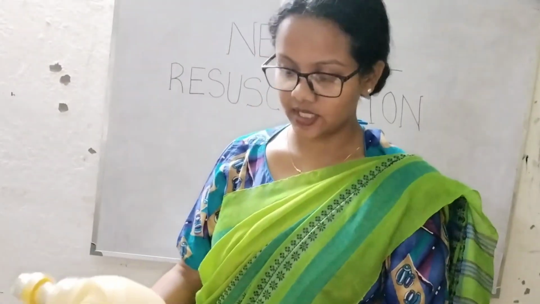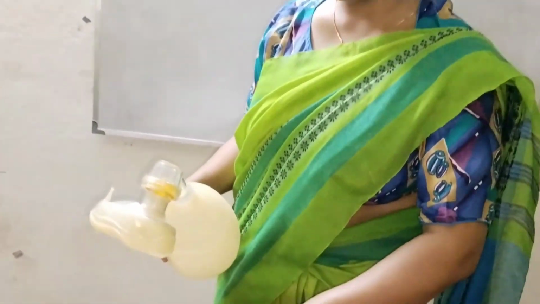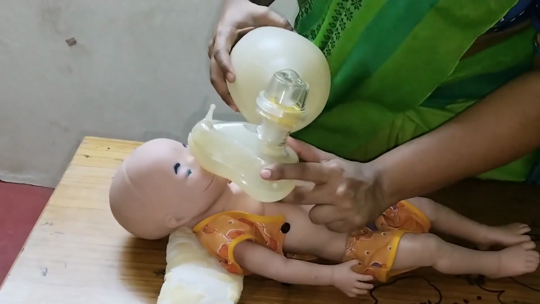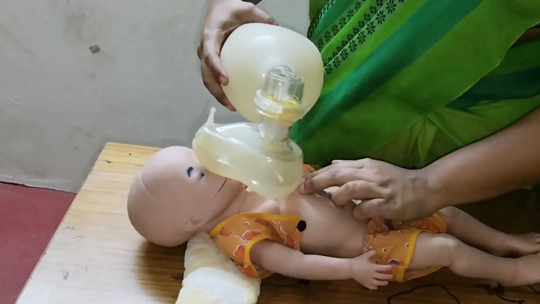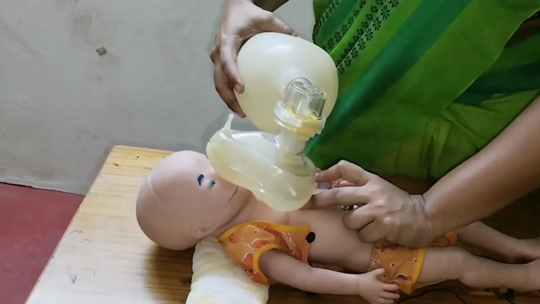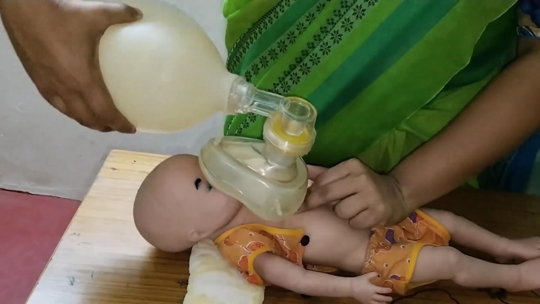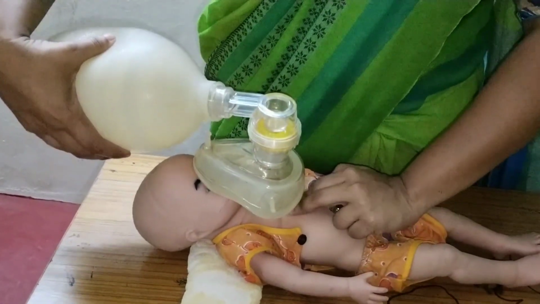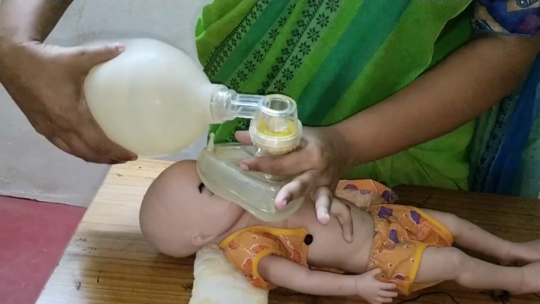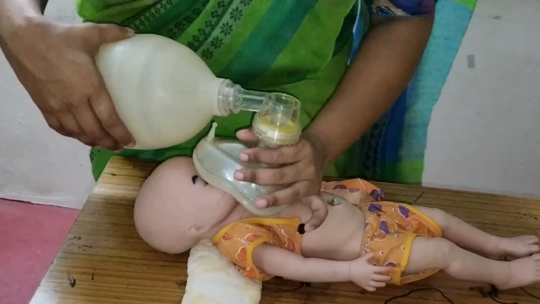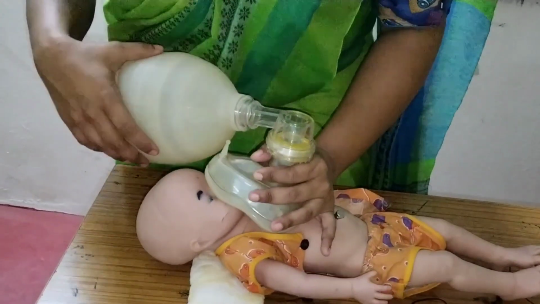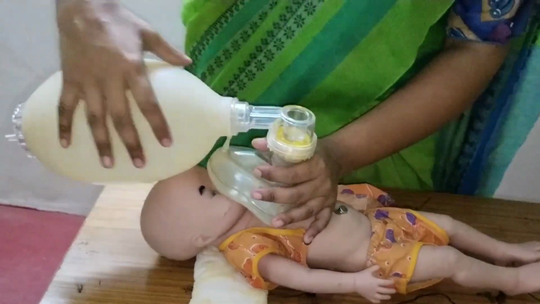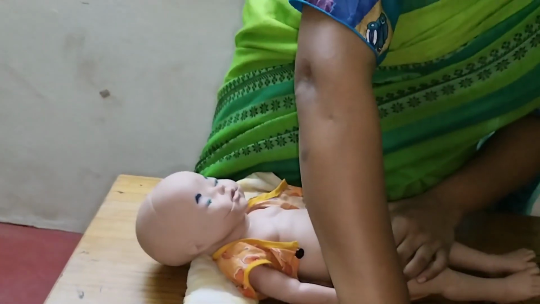So in the 2 finger technique, you will see we will place the 2 fingers on the xiphoid process and we will also place the bag mask ventilation here. Then we will provide 3 chest compressions, that is 1001, 1002, 1003, and then we will immediately take the Ambu bag and provide a ventilation. So this is the two-finger technique.